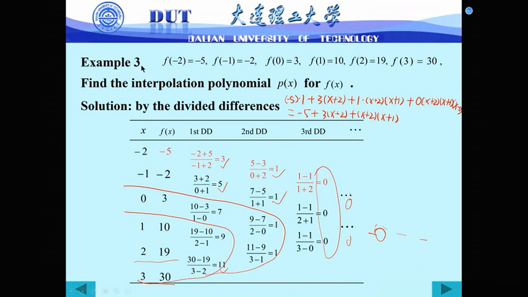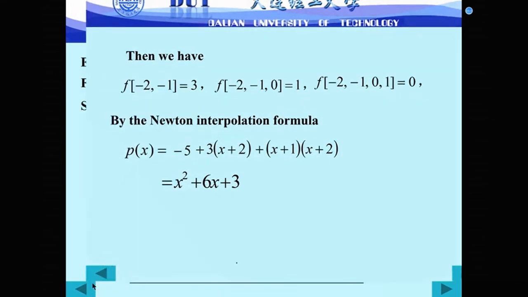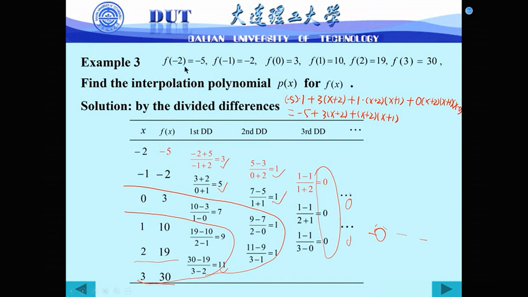Okay, so now this example shows you, though here we have 1, 2, 3, 4, 5, 6 data points, actually the function is just a quadratic polynomial. That means if we take several points on the quadratic polynomial, by the uniqueness, you just obtain the quadratic polynomial. It's okay? So now you can compare the cost. Because these numbers are zeros, so next are zeros, so it is easy to use the divided difference table. So you can use the Newton formula easily.